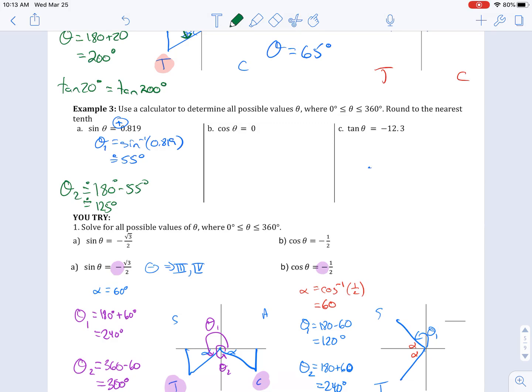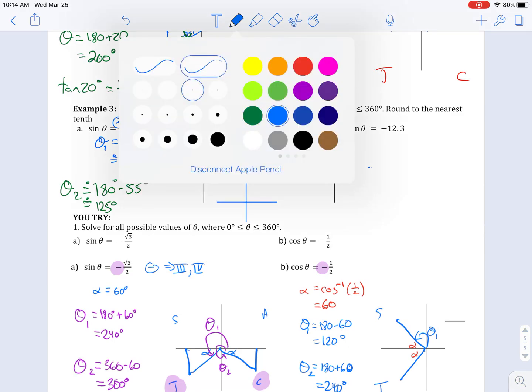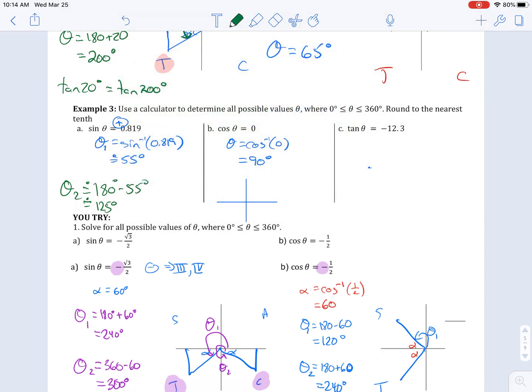The second one here is a bit trickier. So we're going to use our calculator to find one answer. So if I punch this in, inverse cos of 0, I get 90. So this is an irregular triangle because 90 degrees doesn't really work for SOHCAHTOA. But what you need to think of is, so I've got 90 here. What that means is from here to here is 90 degrees. So that's fine.